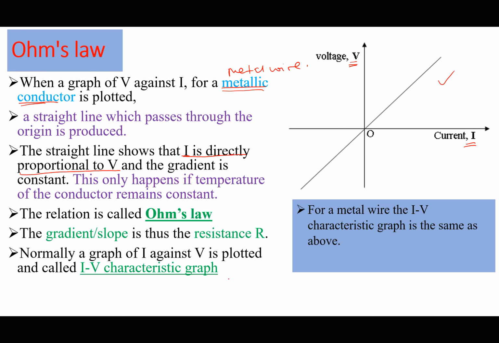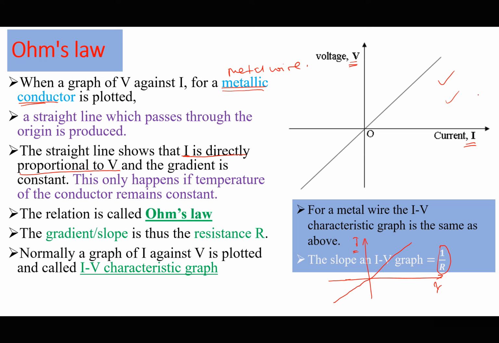But for this, it's going to be the same graph, because if I plot I against V, it is still going to be a straight line through the origin. So normally, a graph of I against V is plotted, and for a metal wire, the IV characteristic graph is the same as this one. However, the gradient or slope of this is going to be 1 over R. So if I plot I against V, then the gradient is going to be 1 over R instead of simply R. So for a metal wire, the IV characteristic graph is going to look the same as this one here.